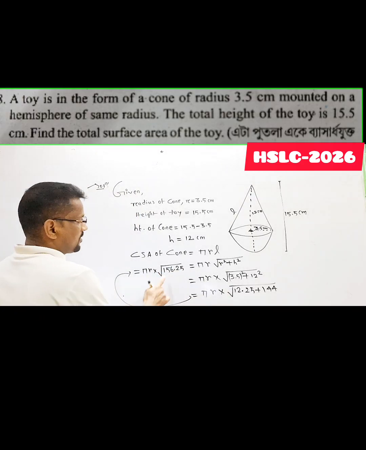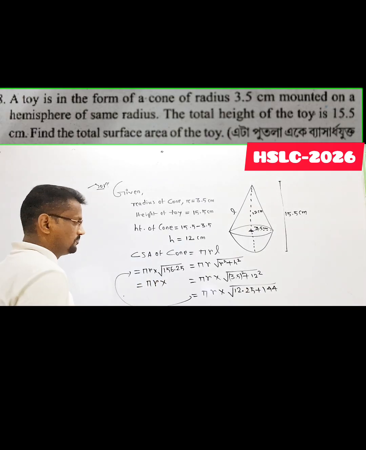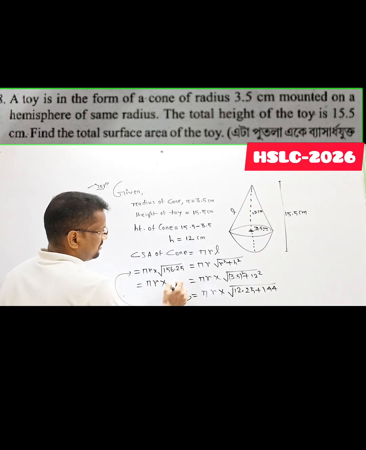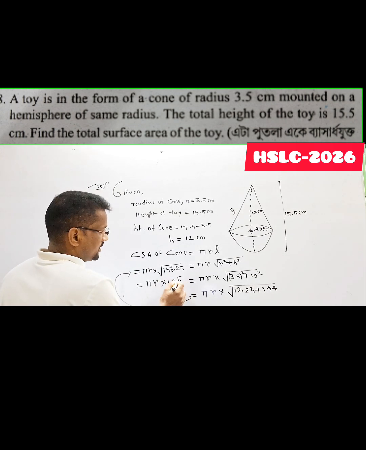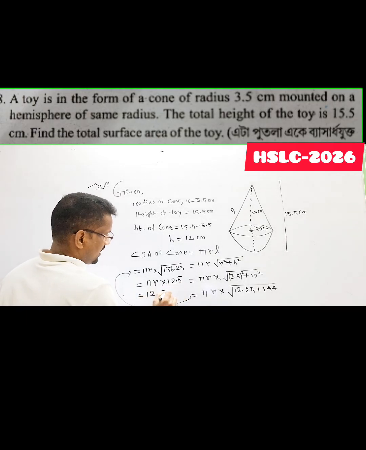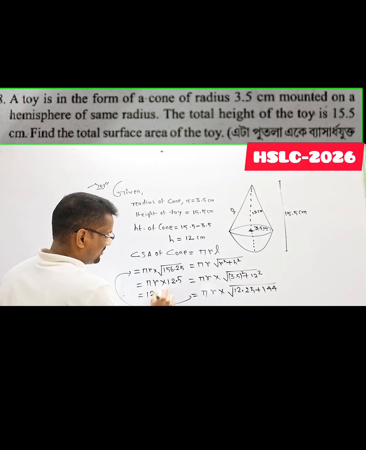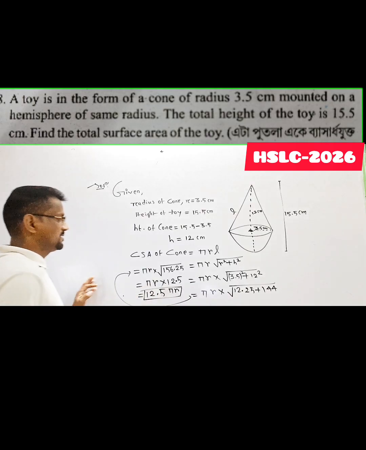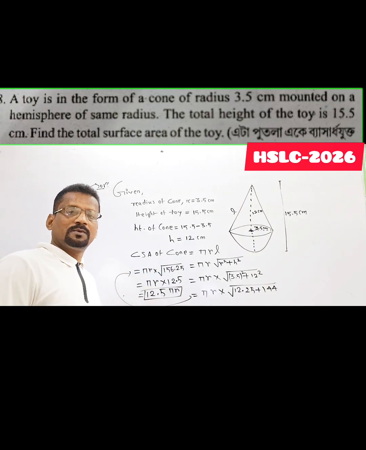And it's a perfect square, 15625 is a perfect square. So pi r into, as it is 25, unit digit will be 5 only. And decimal will be here. So it's 12.5 pi r. 12.5 pi r. This is the CSA of the cone we have calculated.